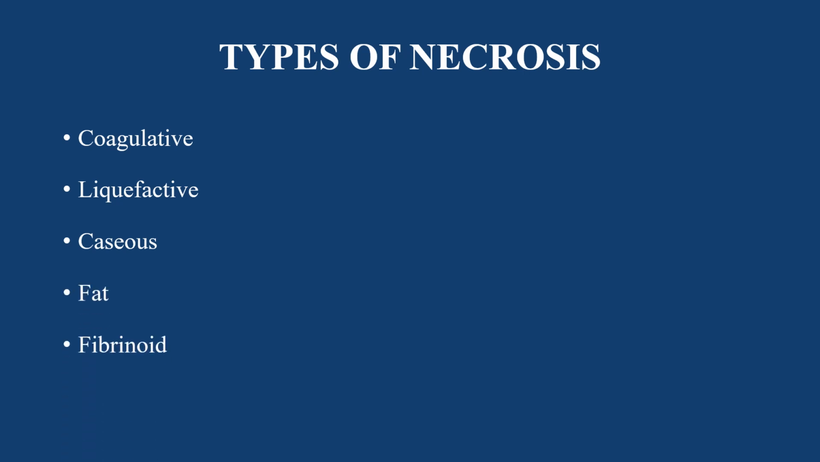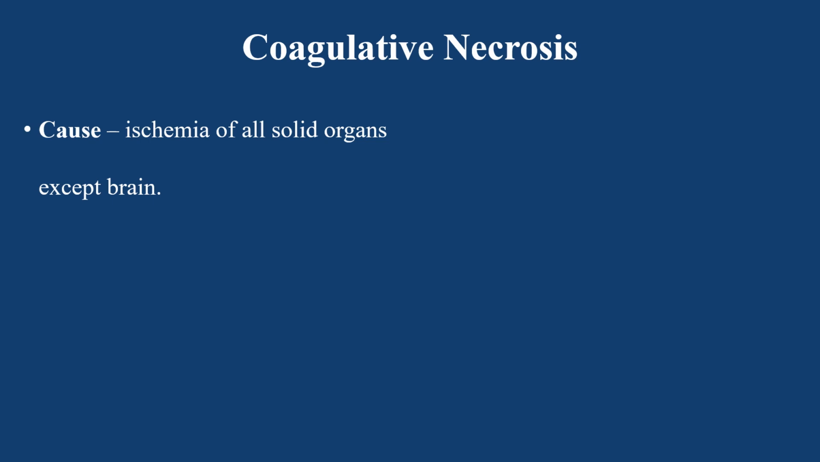So what are the types of necrosis? We have 5 types of necrosis. One is coagulative, second liquefactive, then caseous necrosis, fat necrosis, and fibrinoid necrosis. So first we will discuss coagulative necrosis. The main cause of coagulative necrosis is ischemia, or lack of oxygen. So whenever there is ischemia in any of the solid organs, it may lead to coagulative necrosis, except the brain.